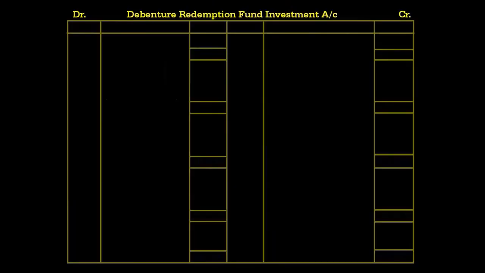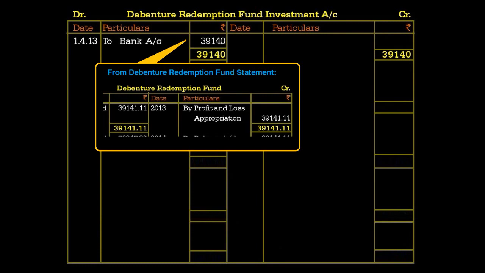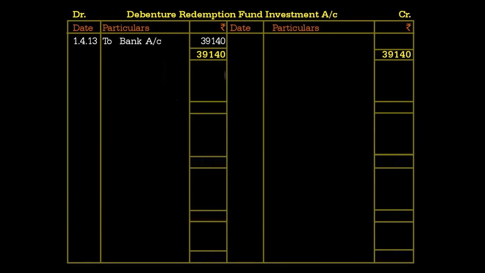So now let us go to the third account, that is the debenture redemption fund investment account. In that account, first we are depositing the amount in the bank. That is the first year's installment we are depositing, to bank account, in multiples of 10. So 39,141 is the amount we have, and the nearest 10 is 140. So 39,140 rupees we are investing in the bank. That amount will be carried for the second year. So credit side by balance carried on 39,140, and to balance brought down 39,140.